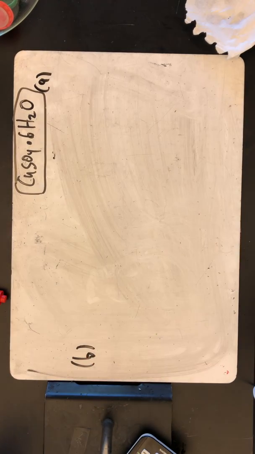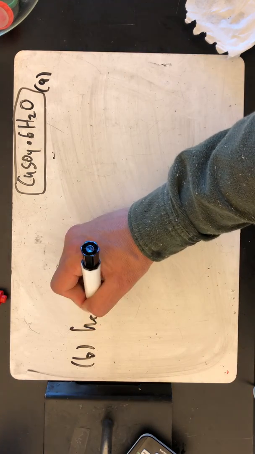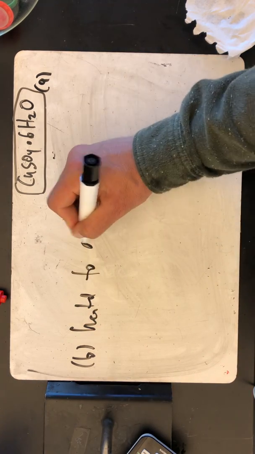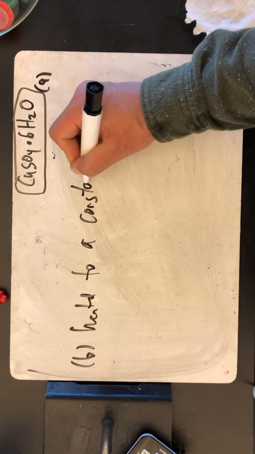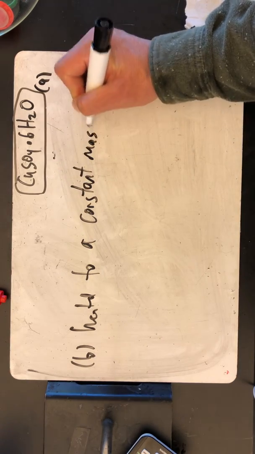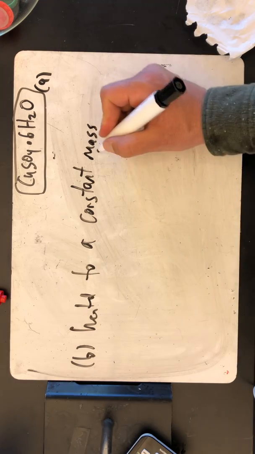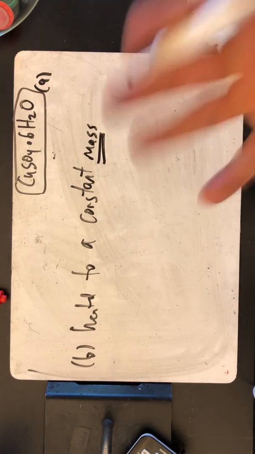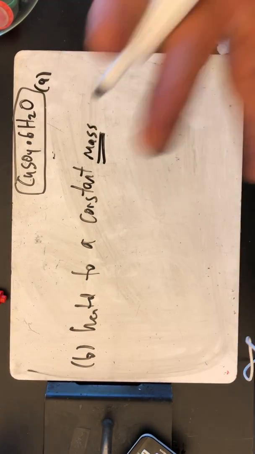B. Explain why one can conclude the hydrate was heated a sufficient number of times. Because it was heated to a constant mass. Which means in that circumstance, with continuous heating, no water was left because it was fully dried.